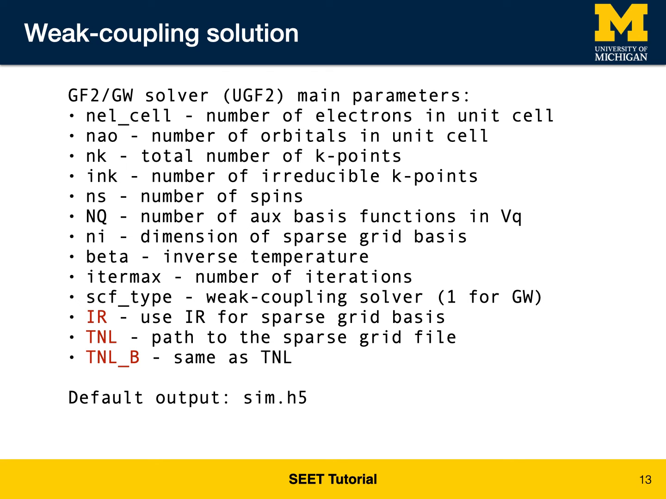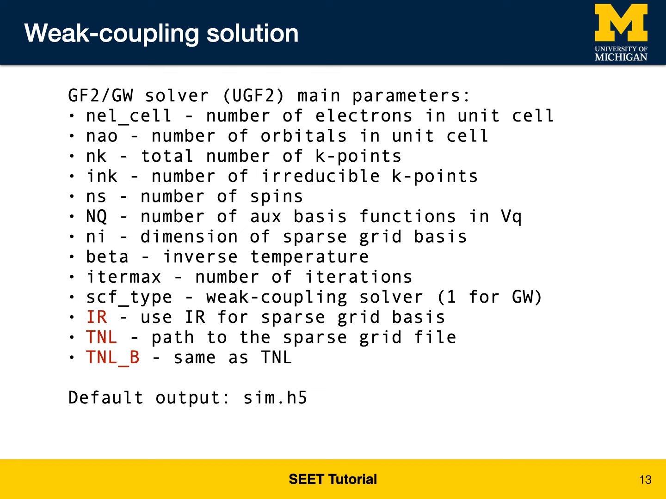Then you need to also provide these 3 parameters. This parameter tells you whether you want to have the IR basis or you want to have the Chebyshev basis. By default, it's the Chebyshev basis. Then you need to provide the path for 2 files. It should be the same file, otherwise it will not work. I don't know why there are 2 parameters for that, but yeah. And this is basically the file where you have this sparse grid either in Chebyshev basis or in IR basis.